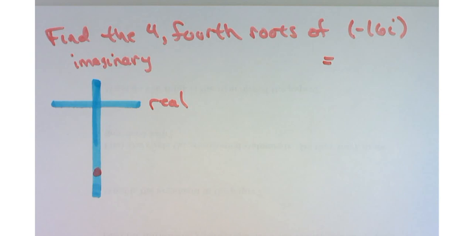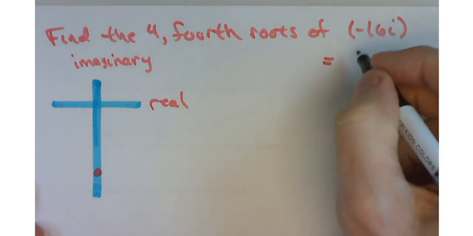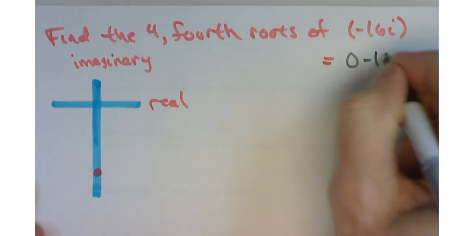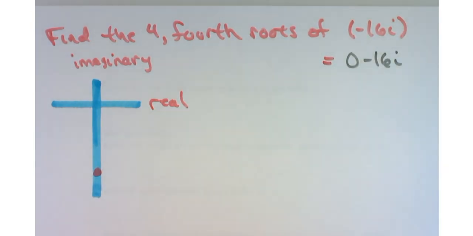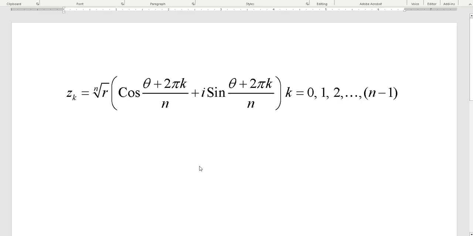So one of the questions you can expect on your tests for exam 3 would be to find complex roots of a complex number. Now, you could also write this as 0 minus 16i. So that's another version of that. We're going to need that to help find the fourth roots of this. There's a couple formulas that you could use. One that we've gone over in class, which is this one.